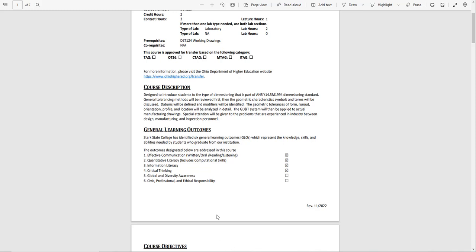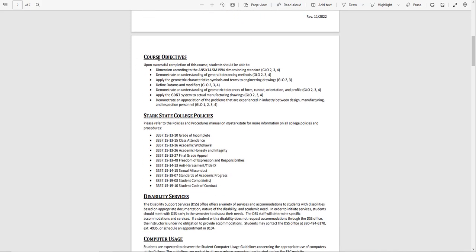The general learning outcomes here, these are college-wide, but we're in the top 4 of these for this class. 4 would be critical thinking, 3 would be information literacy, 2 would be quantitative literacy, and number 1 would be effective communication. So these are your general learning outcomes for this course. Here are my course objectives. Upon successful completion of this course, students should be able to dimension according to the ANSI Y14.5 1994 dimensioning standards. Well, it'll be more like the 2018.